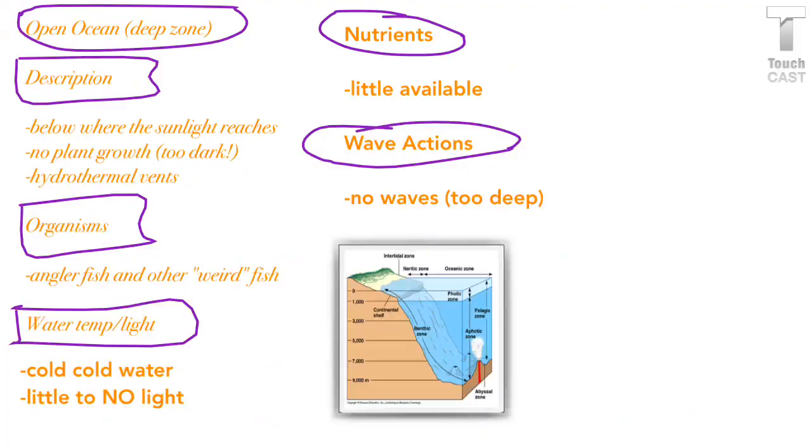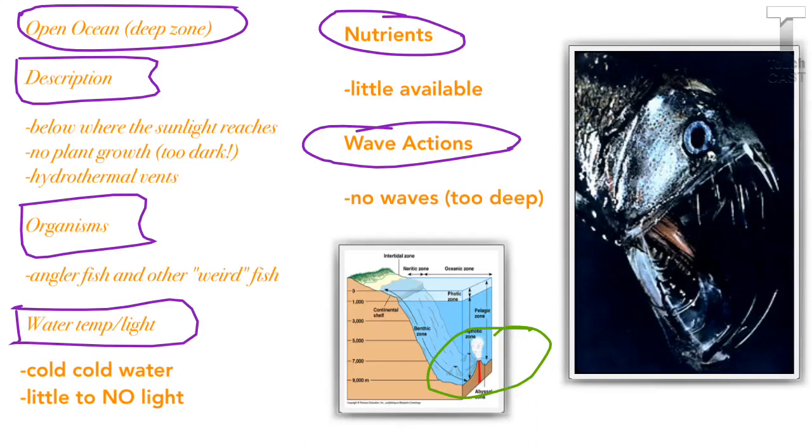Okay, so here's our last zone. It's the open ocean, deep zone, kind of like the Twilight Zone. Below where the sun reaches, there's no plant growth because it's too dark. There are hydrothermal vents, which are these right here. Organisms: oh man, guys, y'all better watch out. Cold water, little to no light, very little nutrients available, and it's really deep, so there are no waves.